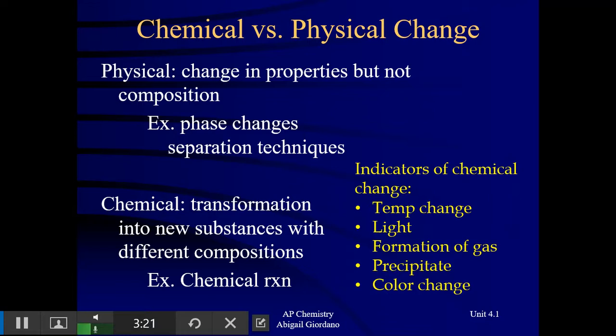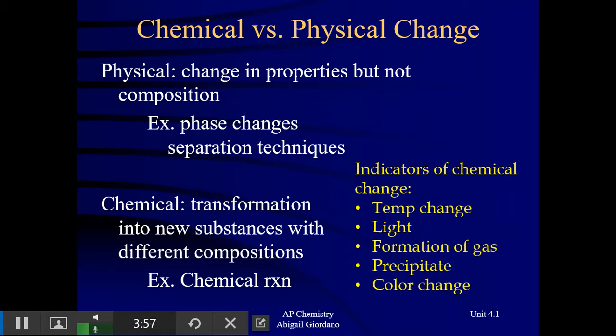If there's bubbling or formation of a gas, that's typically going to be the formation of a new substance that's in the gas phase. A precipitate, let me refresh your memory about that term. A precipitate is a solid product. Okay, so maybe you've poured two aqueous solutions together, and all of a sudden you notice that there is this solid material settling to the bottom of your beaker. That's a precipitate.